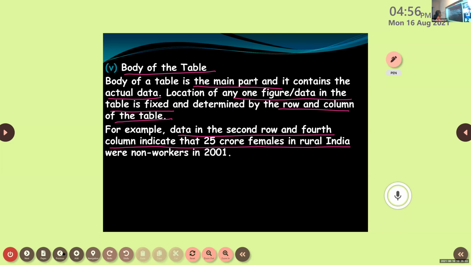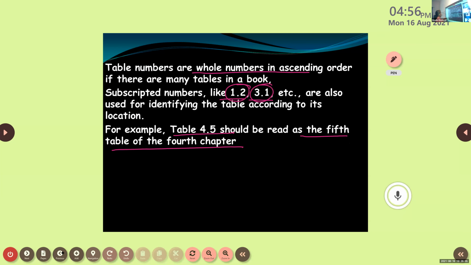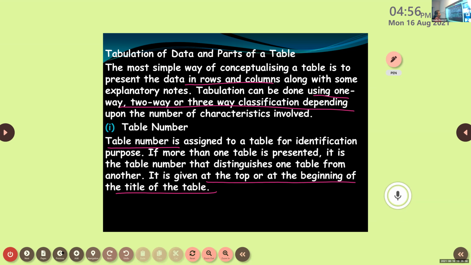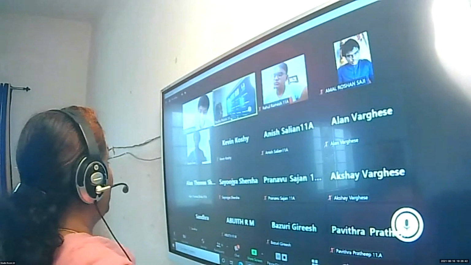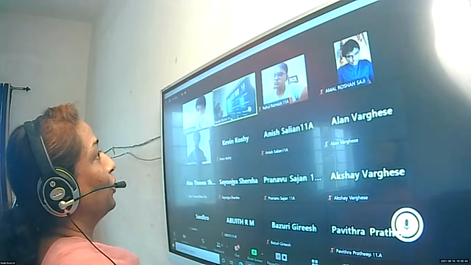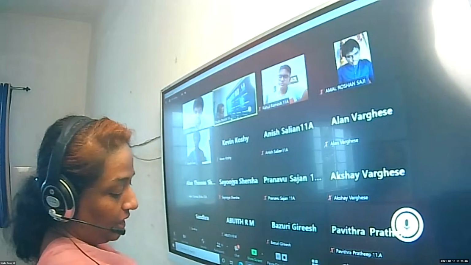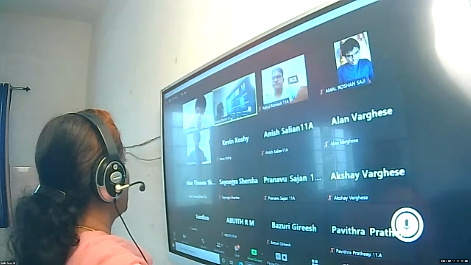So till now, a few points I told, we'll just do a recap. Because I'm only going on talking, right? So there are some parts of a table. What are those parts of a table?